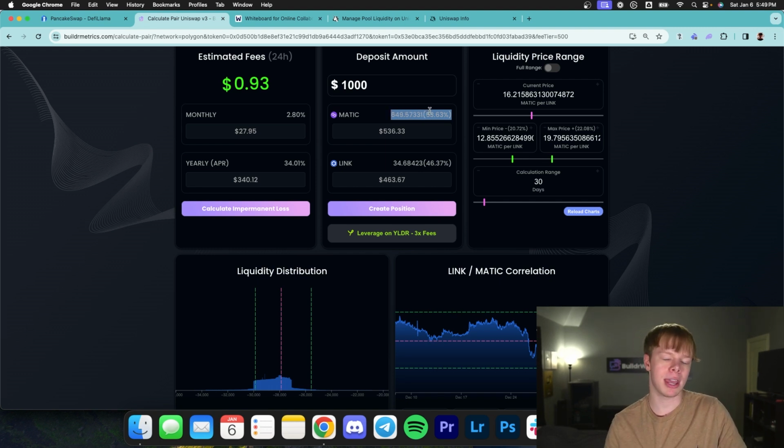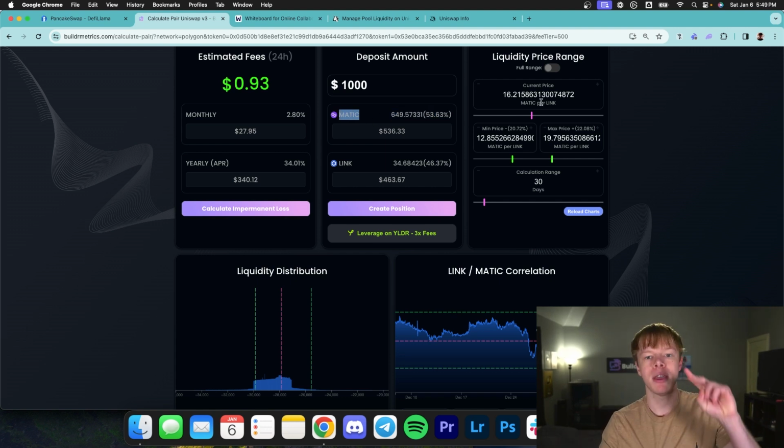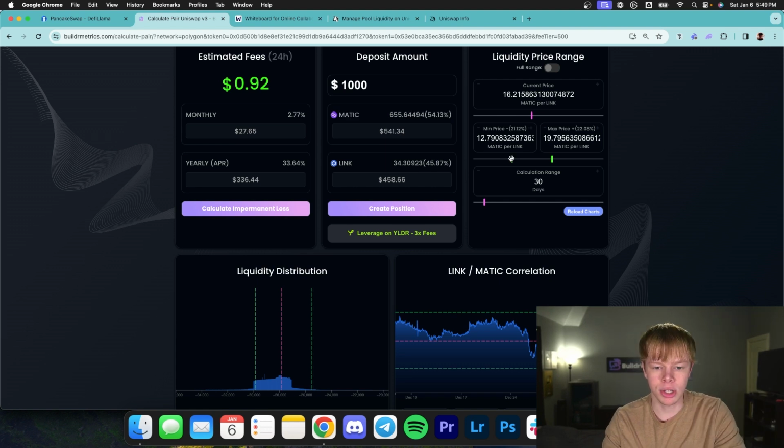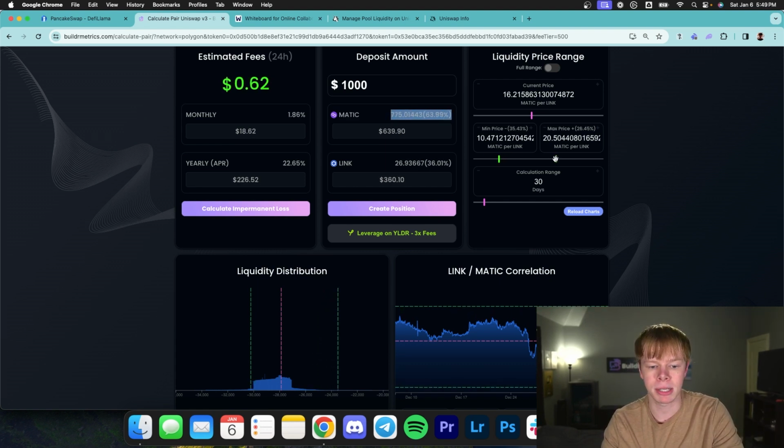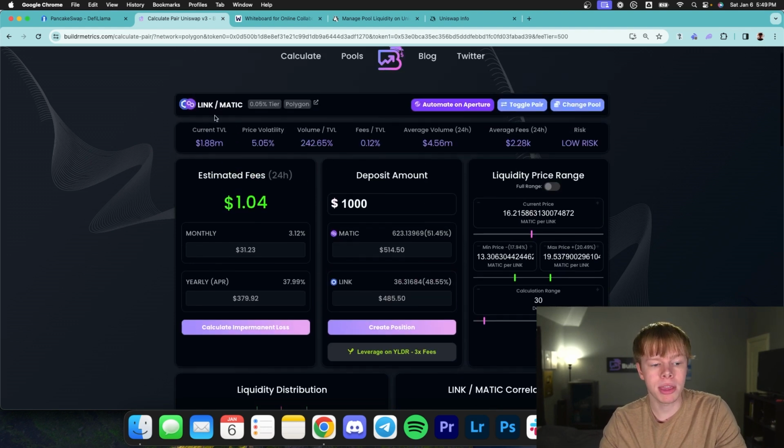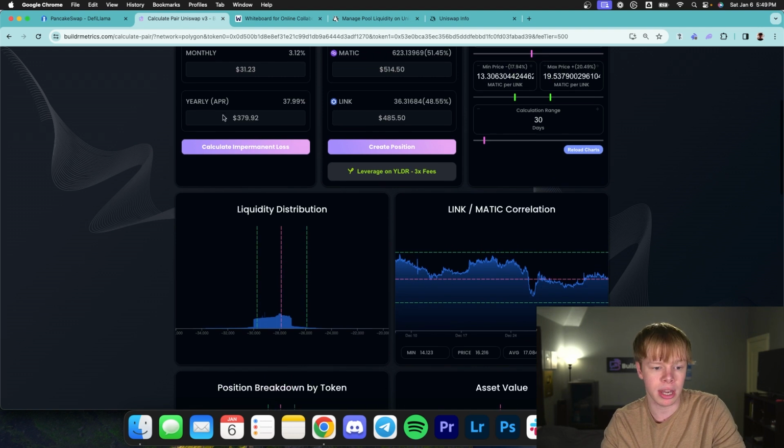Now, the thing is, you can't just say, hey, I want to put up this much Matic and this much Link. The ratio depends on current price, min price, and max price. So you can see as I drag my min price, I'm starting to put up more Matic, whereas if I drag my max price, I'm starting to put up more Link. So you just need to play around with it to see what works, and you need to try it out. Personally, I think the Matic Link pool is a relatively blue chip pool, and I would be happy to provide liquidity in here for a 38% APR because both Link and Matic are very, very blue chip assets with multi-billion-dollar market caps.